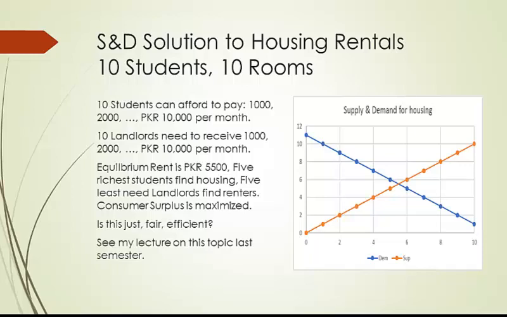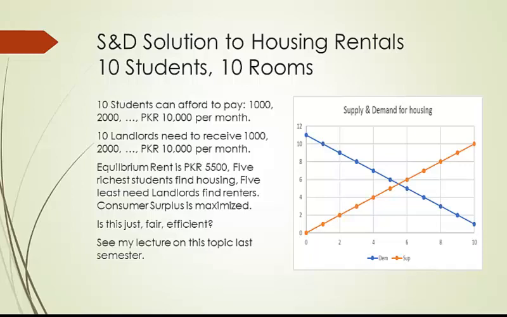10 students have demand at 1,000, 2,000. Basically, its demand is its ability to pay. One student can afford to pay only 1,000 rupees for housing. The second student can pay 2,000, and there are 10 students and they can pay anything up to 10,000 just in sequence. So what's the demand curve? It's the blue line. One student can pay 10,000. So at the price of 10,000, you have only demand for one house. At 9,000, you have demand for two houses, and so on. At 1,000, you have demand for 10 houses.